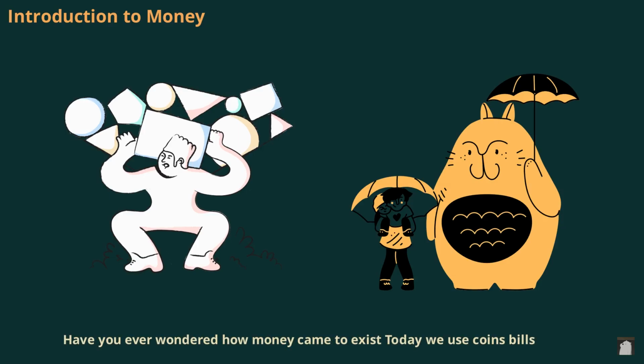Have you ever wondered how money came to exist? Today we use coins, bills, and even digital currencies, but money wasn't always part of human society. In this video, we'll explore the fascinating journey of how money was invented, why it became necessary, and how it transformed the way people live and trade. Let's start by looking at life before money, when people relied on a very different system to get what they needed.